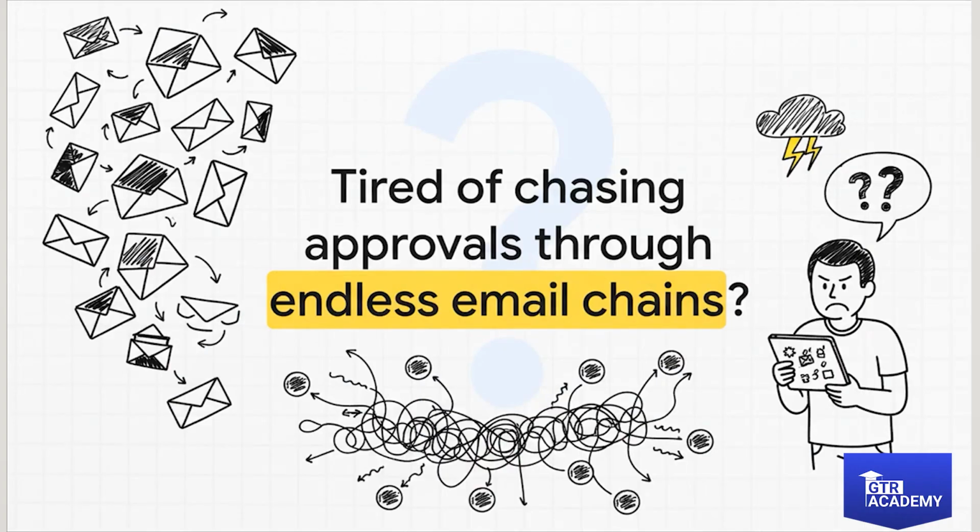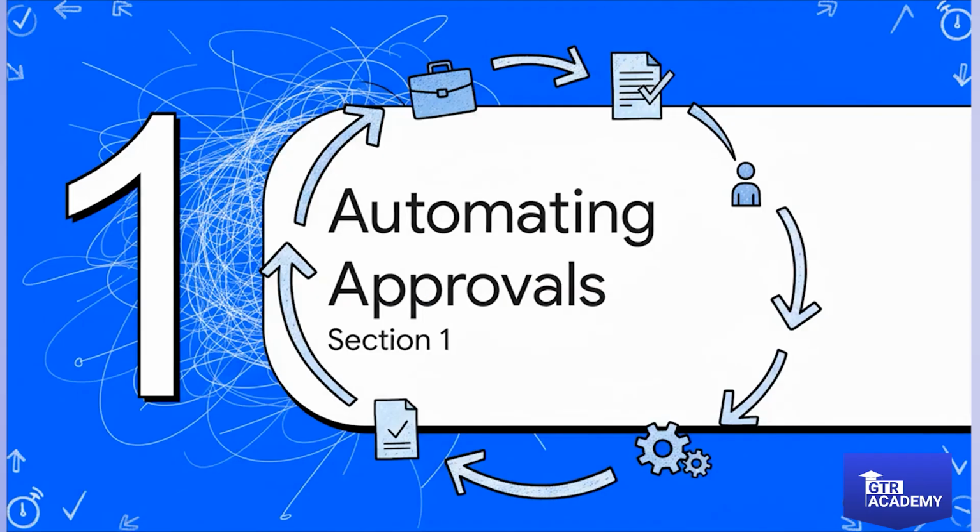You know the drill, right? A simple data change for an employee suddenly kicks off this massive storm of emails, forwards, and follow-ups. You're never quite sure who has the final say or if the thing has even been approved yet. Honestly, it's just inefficient, and it's a recipe for mistakes. Thankfully, there is a much better way. So in this first section, we're going to see how workflows are built to tame all of that chaos.